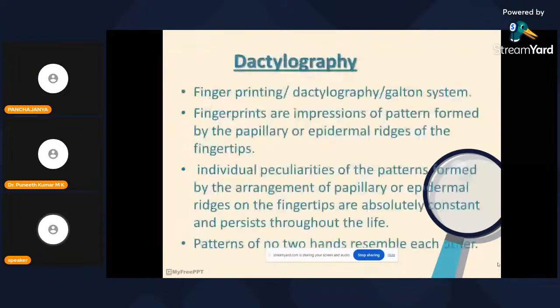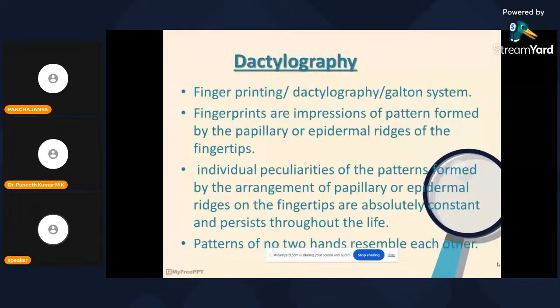Next is dactylography. Dactylography is fingerprinting, also called the Dalton system. Fingerprints are the impressions of a pattern formed by the papillary or epidermal ridges of the fingertips. Each and every person has ridges and furrows in the hands. Based on these ridges, we can establish the person's identification, because each and every person has different patterns of fingerprints.